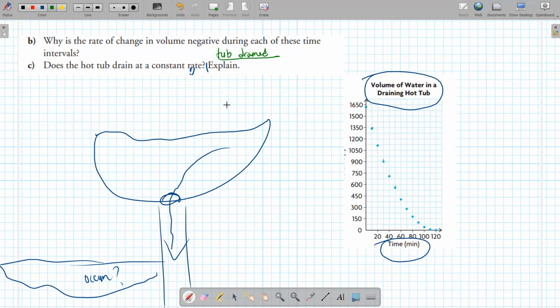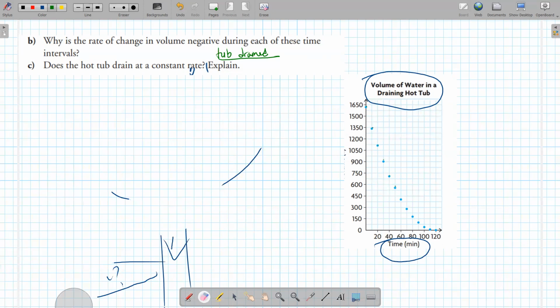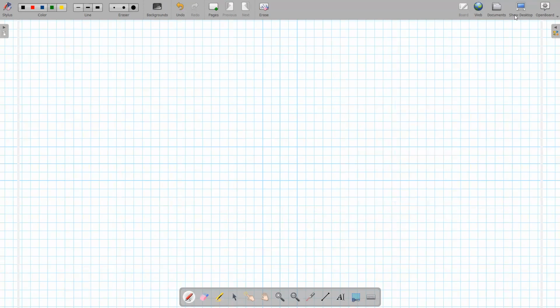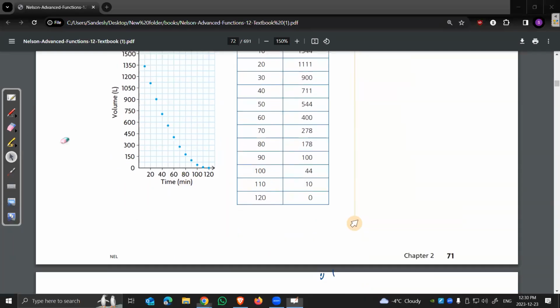Part C. Does the hot tub drain at a constant rate? No. This is basically asking, is the slope the same? No, it's not. The slope is the highest initially, and then as the tub has less and less water, the rate of change is going to go down, and eventually it'll become 0 when the y values are the same, or when the y value hits 0.